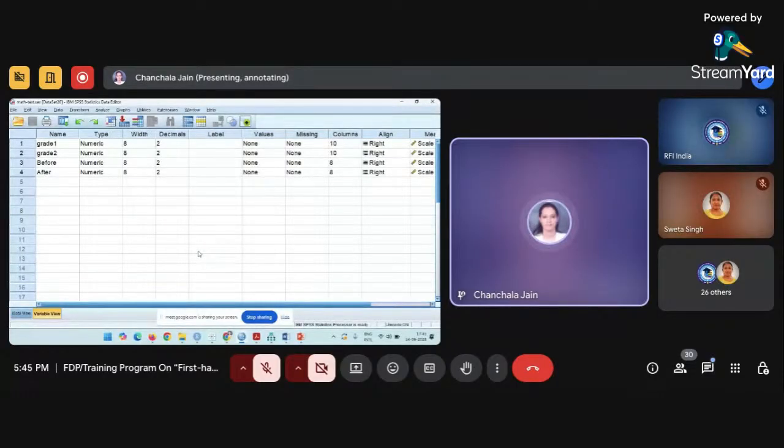So, if you have the sheet available, you can perform along with me. If not, you can note down the steps, right? Firstly, we will talk about the assumptions. In this sheet, I provided four variables: grade 1, grade 2, before and after. Here I'm considering the first two columns, grade 1 and grade 2. Suppose these are the marks of the students before teaching them and after teaching them. We want to see whether there is a significant difference in the grades before and after teaching, right?